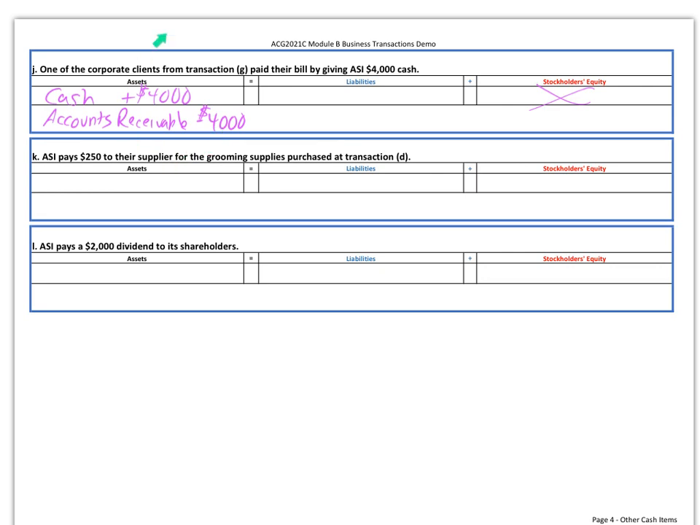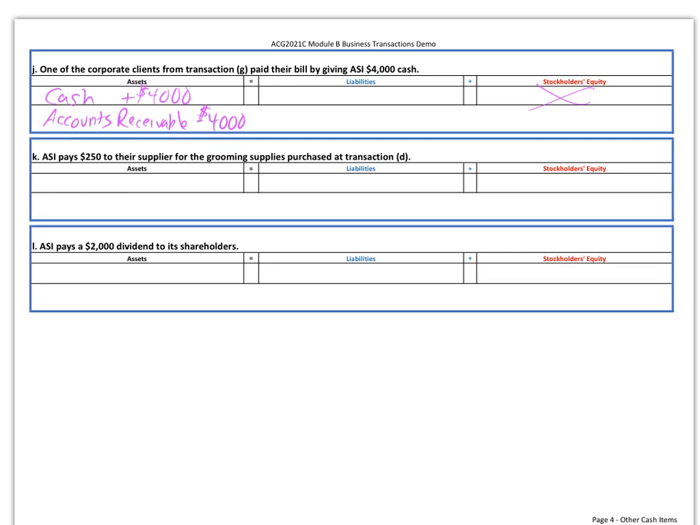Our customers used to owe us $6,000 back on transaction G. Remember, accounts receivable went up $6,000 there? Now at this point in time, the balance in accounts receivable is $2,000. Right? There's $2,000 remaining that is owed to us. But the change here was that the account went down. Put a little negative sign there by $4,000.